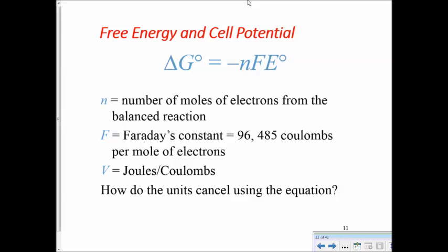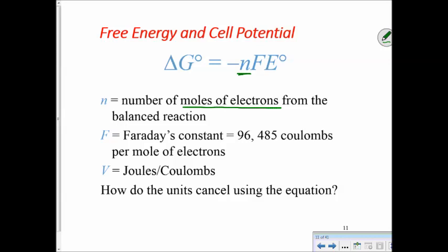Now the delta G standard, still the same thing, standard conditions. The new variable up here for the n is still moles. We use n for moles a lot. However, it's a very specific type of moles. We're talking about the number of moles of electrons from the balanced reaction.